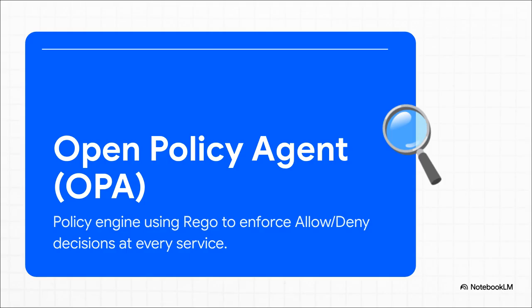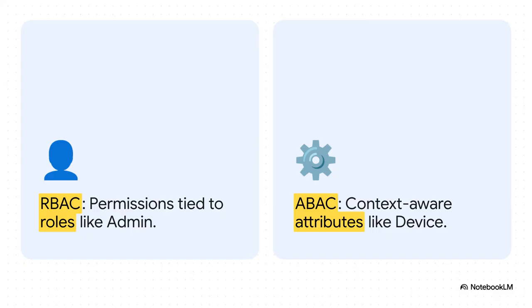Think back to that JWT keycard. A service might verify the signature on your card, but then it asks OPA, hey, does this specific cardholder actually have the right to look at this specific file right now? OPA is basically the brain evaluating rules at every level, enforcing policies without developers needing to rewrite the actual application code.